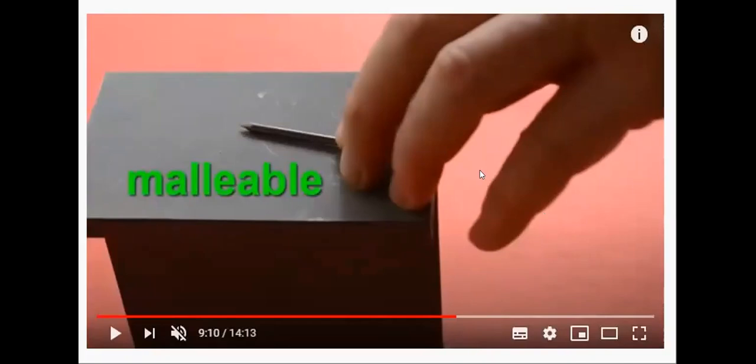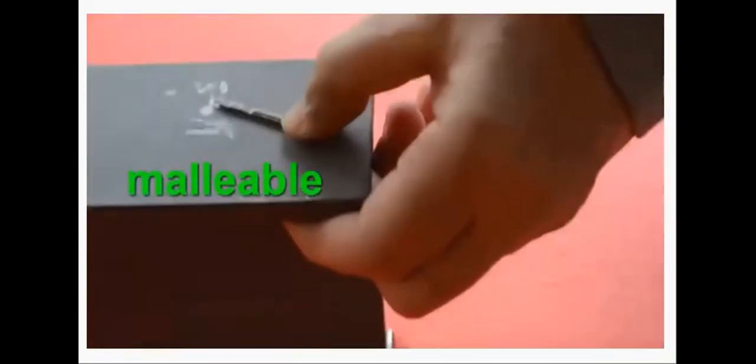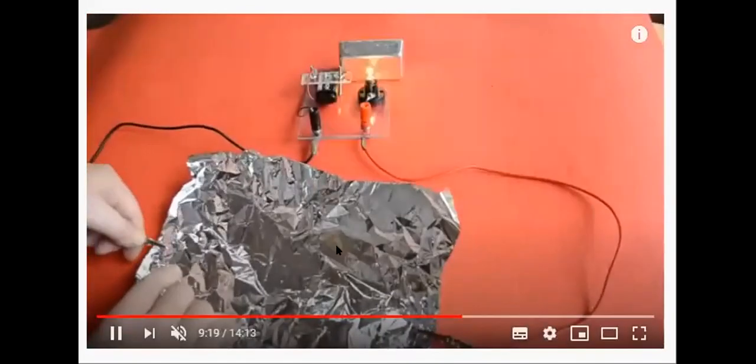So the next property of the metal is that it's malleable, right? So we're going to see how a nail is being hammered, all right? But will it break under the pressure? Can you see that? It didn't break. It's just bending according to how we want it.